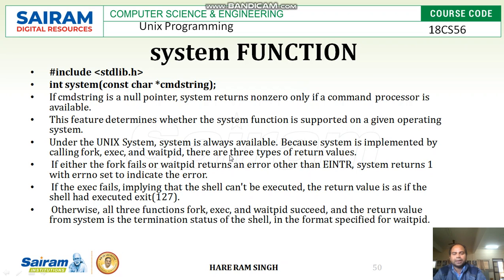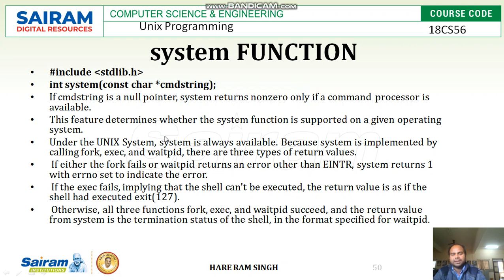Because system is implemented by calling fork, exec and waitpid, there are three types of return value. So the system function is executed by three functions: one is fork, another is exec, and another is waitpid. If either fork fails or waitpid returns an error other than EINTR, the interrupt error, system returns minus 1 with errno set to indicate the error.